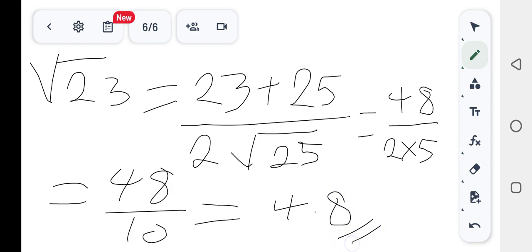As simple as that. Now, with this formula, you can find the square root of any non-perfect square. So go ahead and try it with any other numbers.